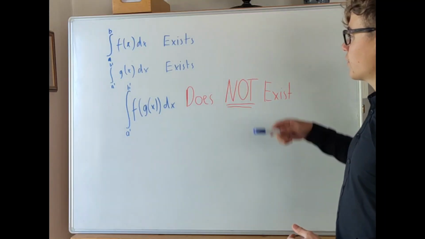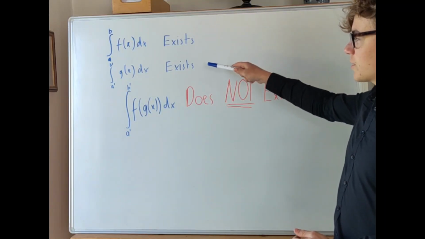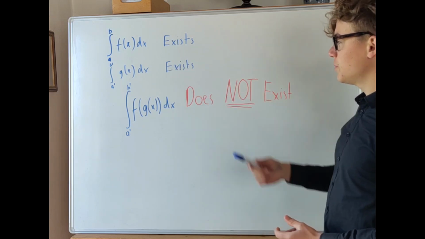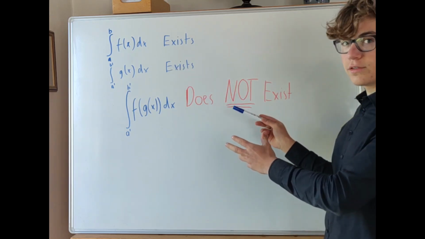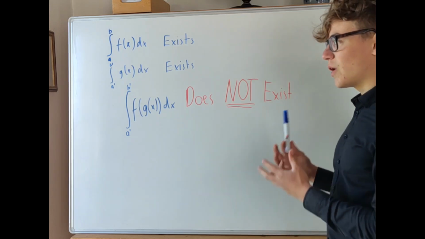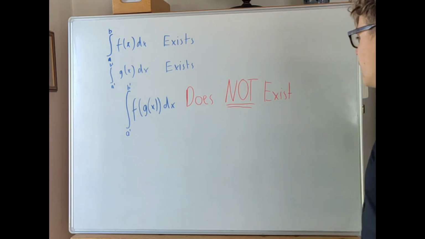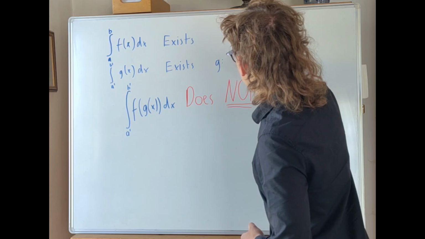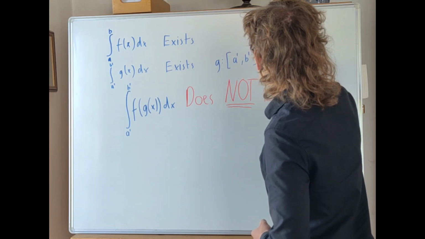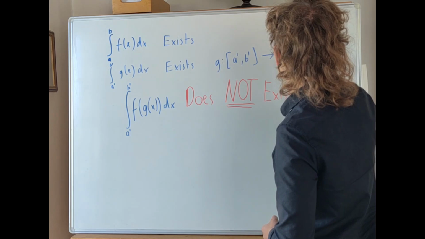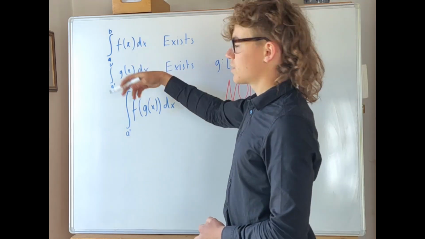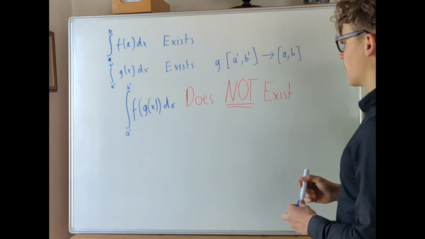Today we'll look at functions f of x and g of x where the integral from a to b and a prime to b prime both exist, but the composition of both functions does not exist. So how is this even possible, right now? We of course need that g maps inputs from a prime and b prime to a and b, because otherwise the inputs don't make sense and f can just go from a to b to anywhere.